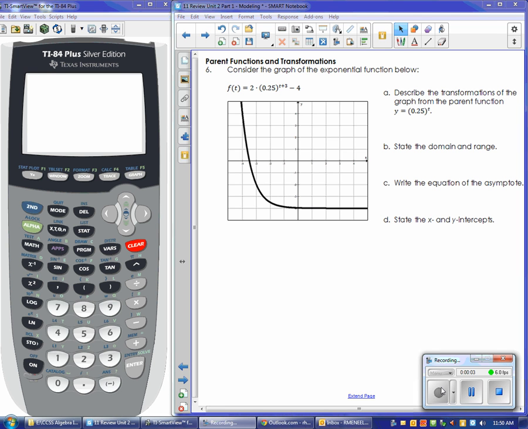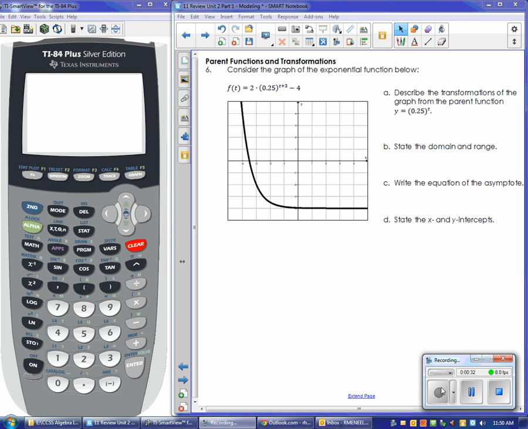Welcome back to our third and final video going over the review for the Unit 2 test on modeling and exponential functions. In problem number 6, you are given an exponential function, f of t is equal to 2 times the quantity 0.25 raised to the t plus 3, minus 4. You're also given the graph, and you're asked to describe the transformations of the graph from the parent function.